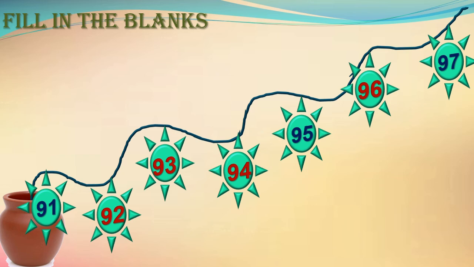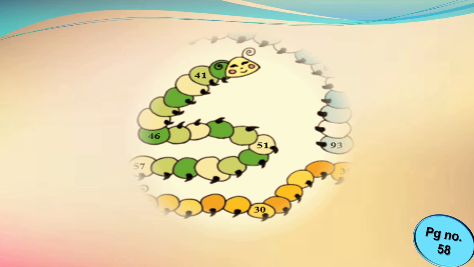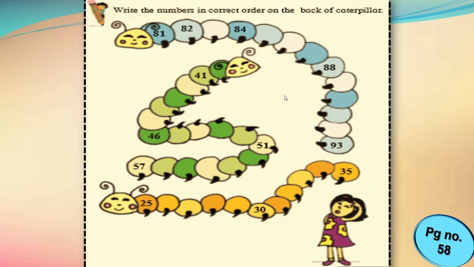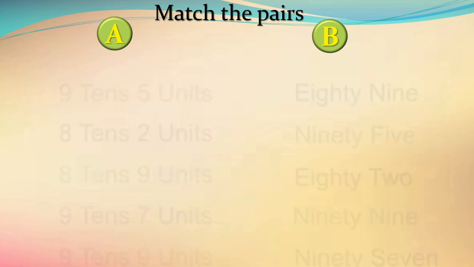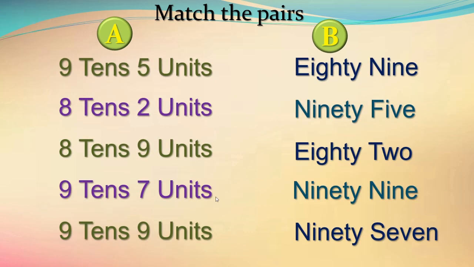Yes. Very nice. Here is page number 58 from our textbook. Okay, maths textbook. Please try to fill these blanks. You have to complete this caterpillar. Use pencil and write in your textbook. Okay, and here match the pairs. This is homework for you. You can see here two columns, A and B. In the A column, numbers are given, and in the B column, names of numbers are given.